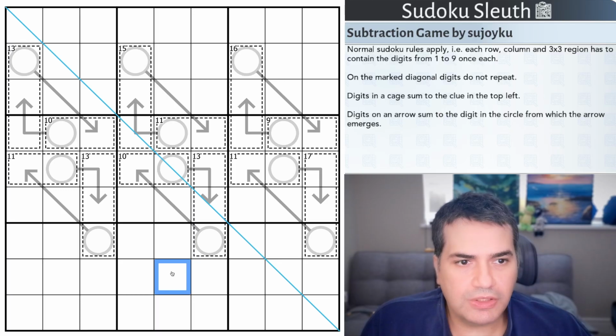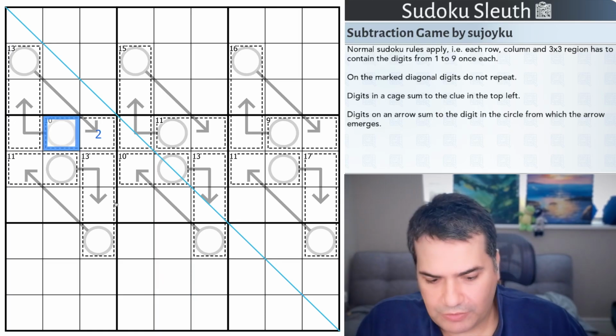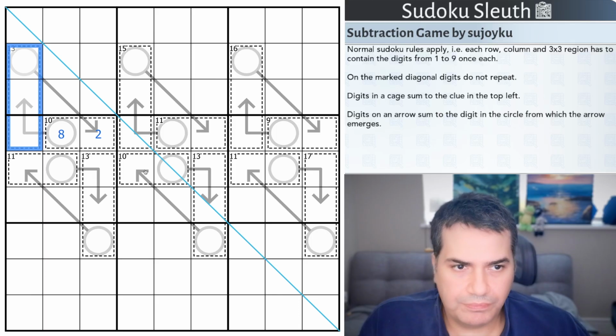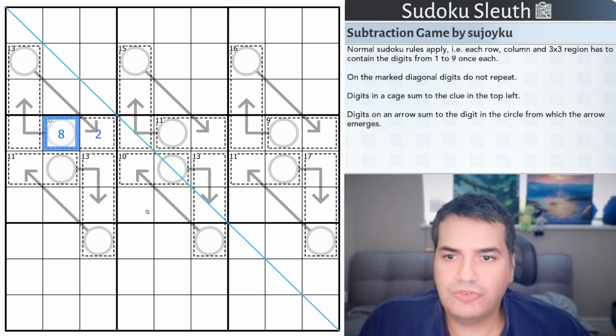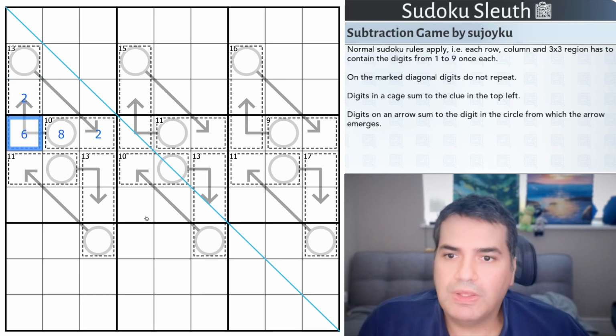What else do we have? Digits in a cage sum to the clue in the top left. So if this cell here was a 2, this would have to be an 8, so that these 2 cells add up to 10. These 3 add up to 13, 11, 13, etc. Last but not least, digits on an arrow sum to the digit in the circle from which the arrow emerges. So for example, this 8 is telling me that these 2 cells must sum up to 8, because that's the arrow emerging from this circle, and any 2 examples would do here, 2 and 6, that would be fine. So, tons of subtraction ahead of us, as I can tell.